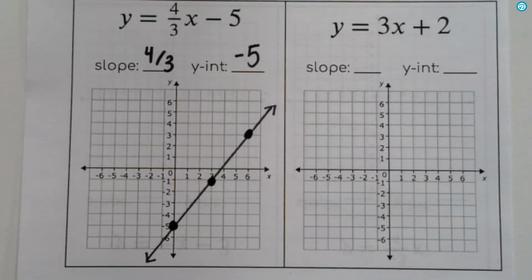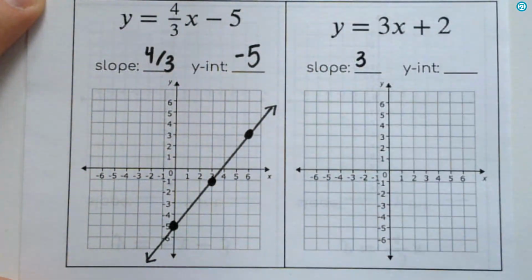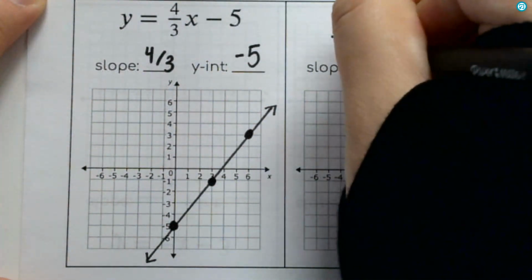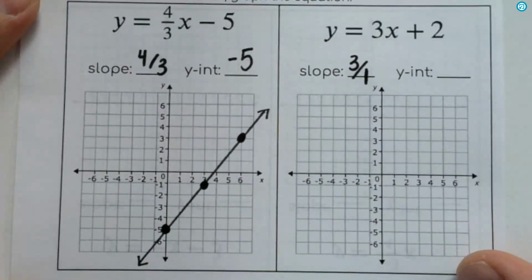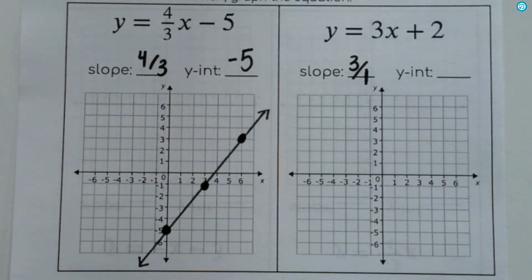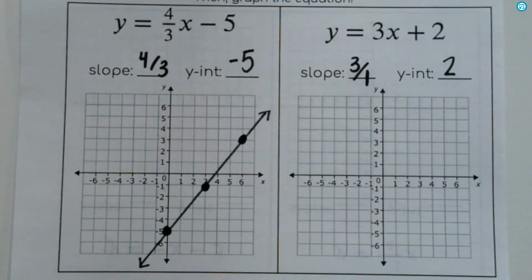Y equals mx plus b. My slope is 3. If a slope is not a fraction, I'm going to put it over 1. So I'm going to make my slope be 3 over 1. And then my y-intercept, this time since it's plus 2, it's positive 2. So if the y-intercept's plus, it's positive. If it's minus, it's negative.